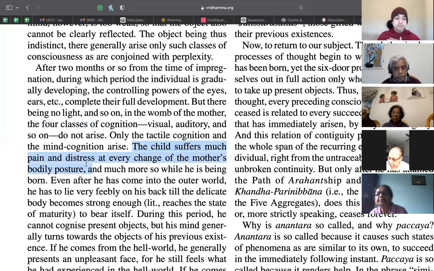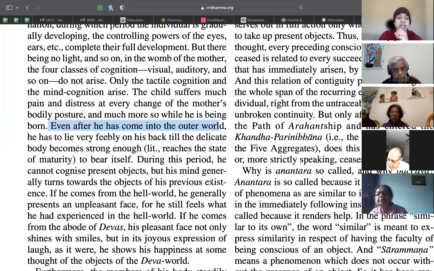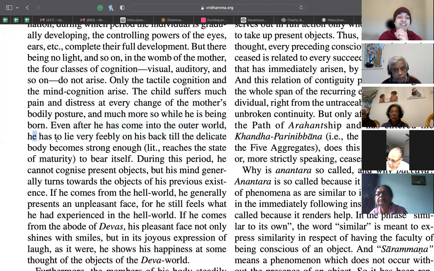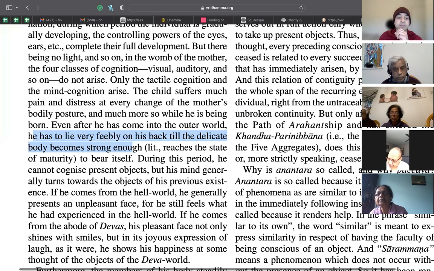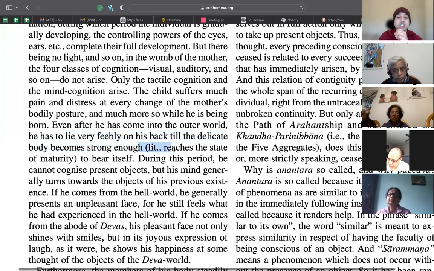Bodily posture, and much more so while he is being born. Even after he has come into the outer world, he has to lie very feebly on his back till the delicate body becomes strong enough, literally reaches a state of maturity to bear itself.